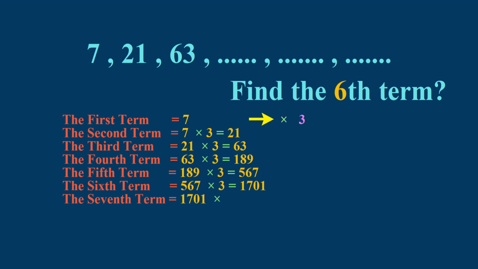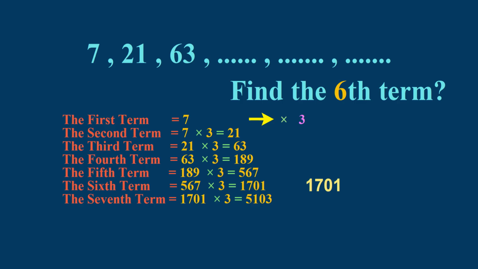1701 times 3, which equals 5103. And for our problem, we want to get the sixth term, which equals 1701. And this is the solution by using the manual method.